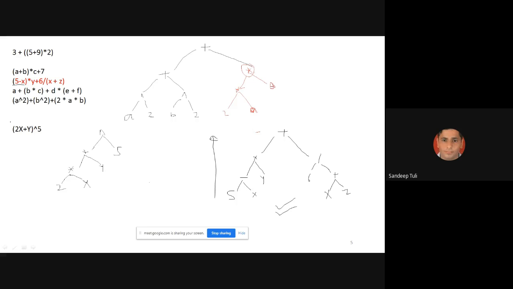So are there some others? You just try it on your own. Okay. I think we have done 4-5 problems, so it is enough now. Any question you want to ask on this? How we can construct a tree for this expression?